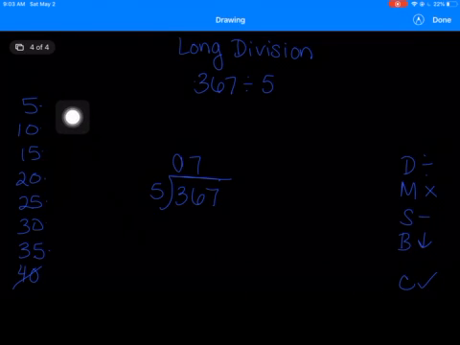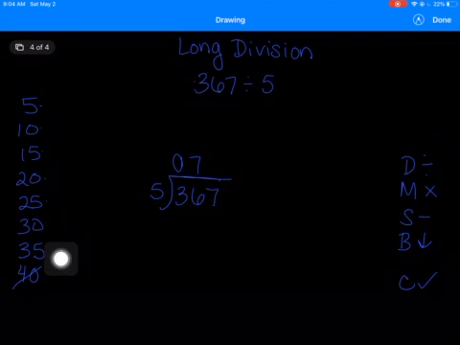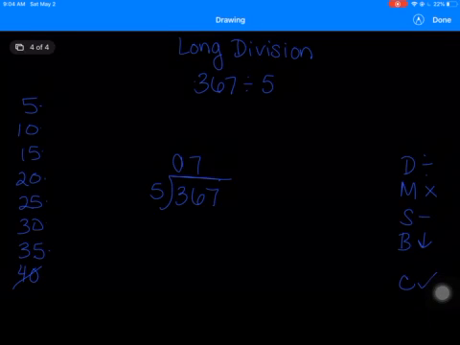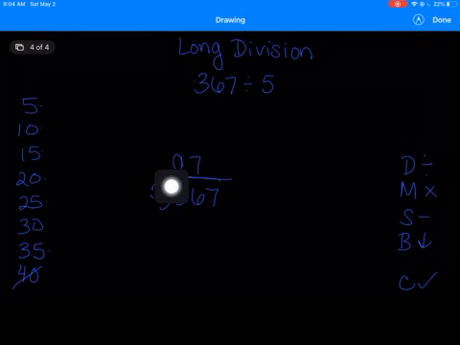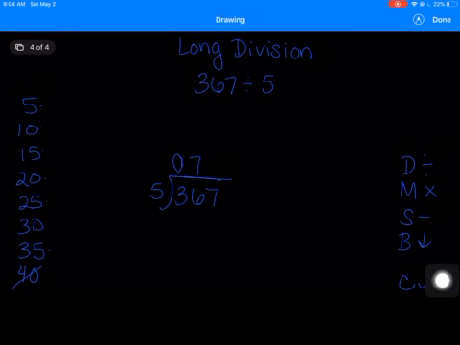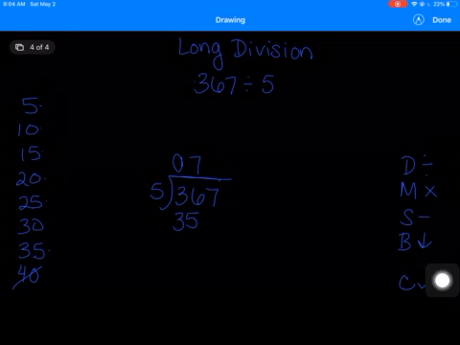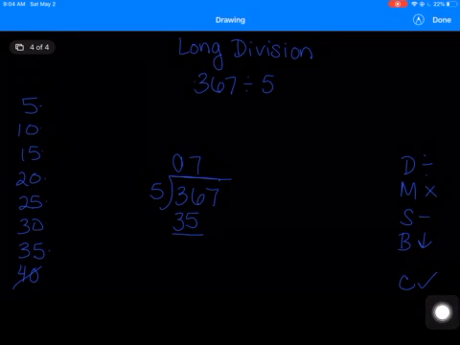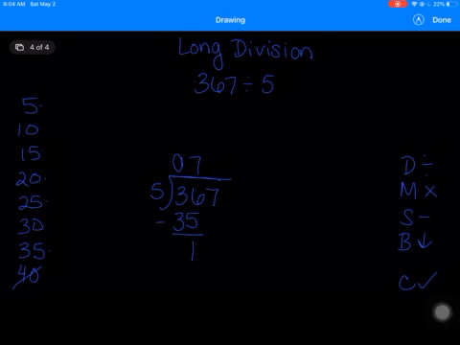Now we're ready for that multiply step. And if you've done the divide step, the multiply step should be a snap because you either have your skip counting out here to the side or you know your multiplication facts and that's how you got to that first step. That's how you did the first step of dividing. So we know that 7 times 5 is 35. And now we're ready to subtract. When we subtract 36 minus 35, we're left with 1.